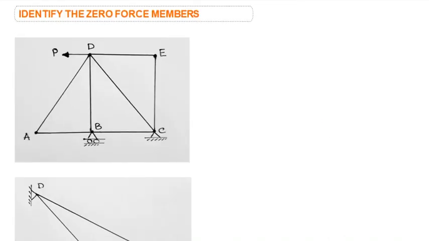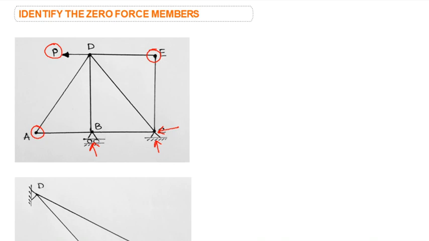So you can see in the first diagram, B has a roller support, so it will have a reaction. C has a pin support, so it will have two reactions, so we will not consider B and C. And D is also carrying an external load P, so we will not consider joint D as well. The leftover joints are joint E and joint A. Both of these are two-membered joints, so the second theorem must be valid for them. Now let us check.